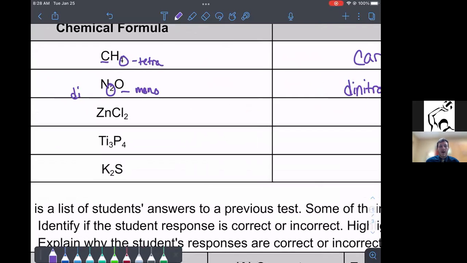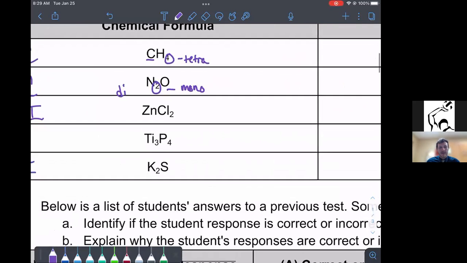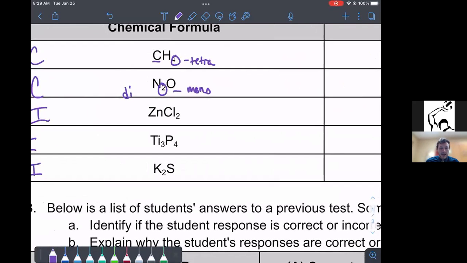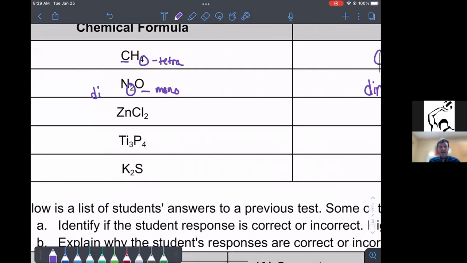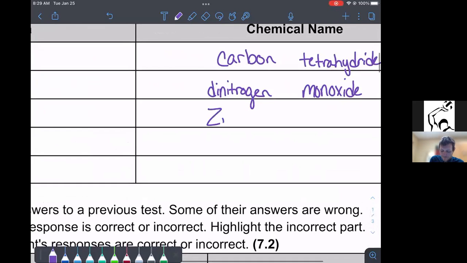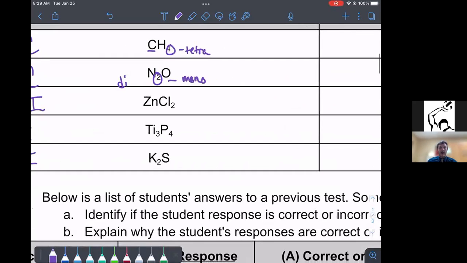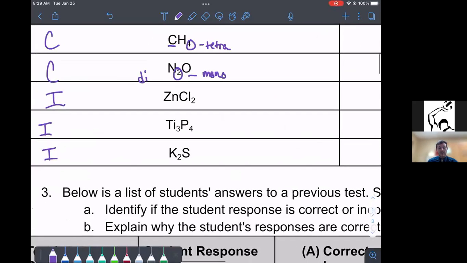Now we get into our ionic compound. So we have zinc and we have chlorine. And zinc is a transition metal, so we got to check the back of the periodic table, and it doesn't need Roman numerals. So we just leave it as zinc. And then chlorine turns to chloride. No prefixes for ionic. The next one is Ti3P4.